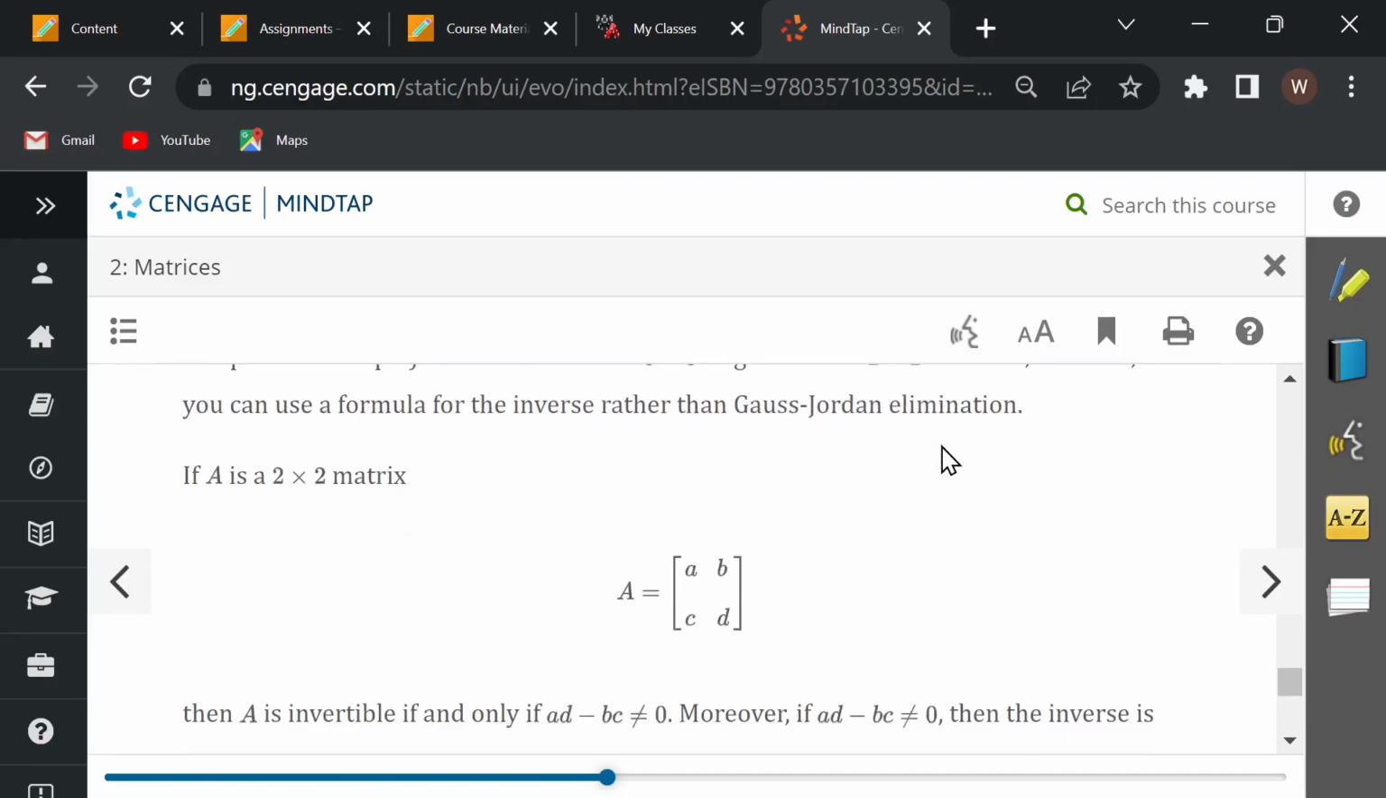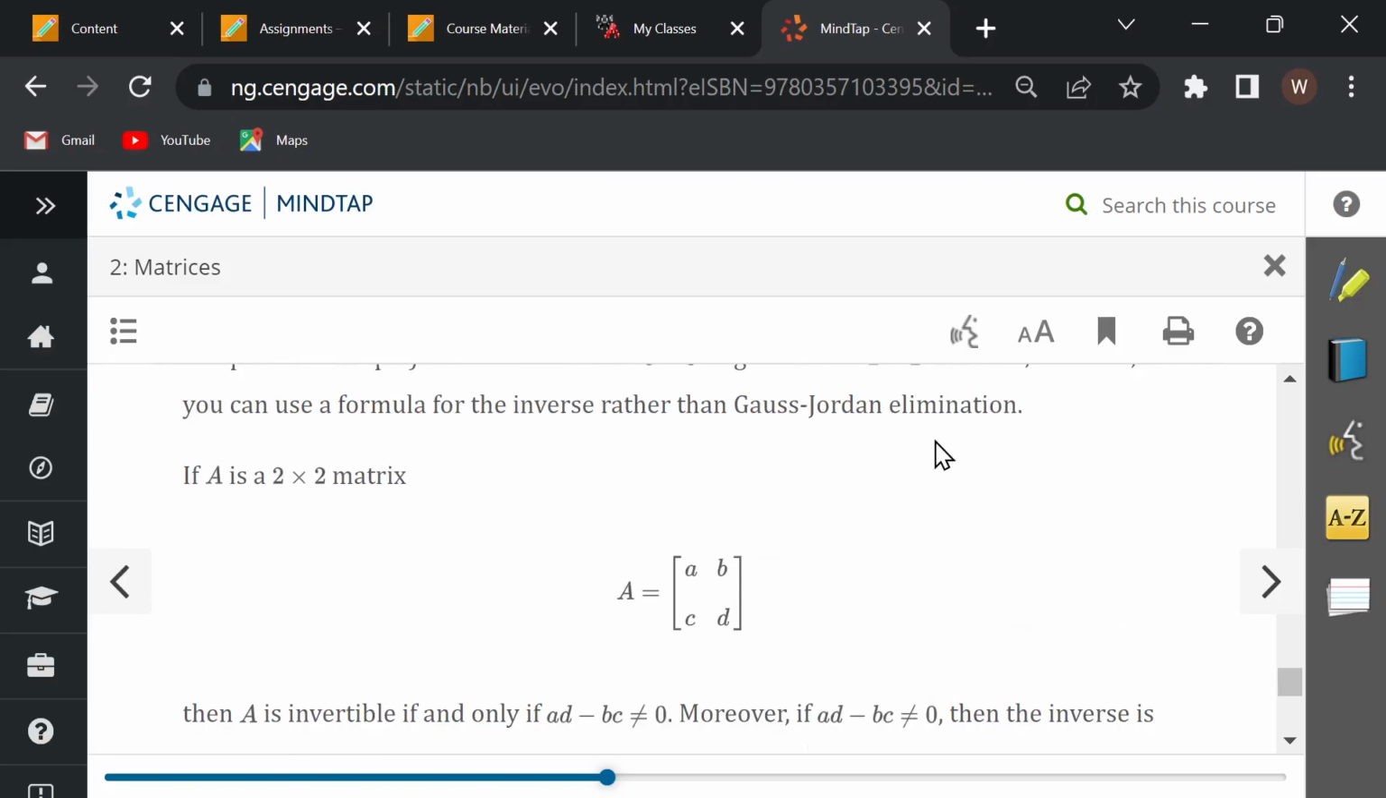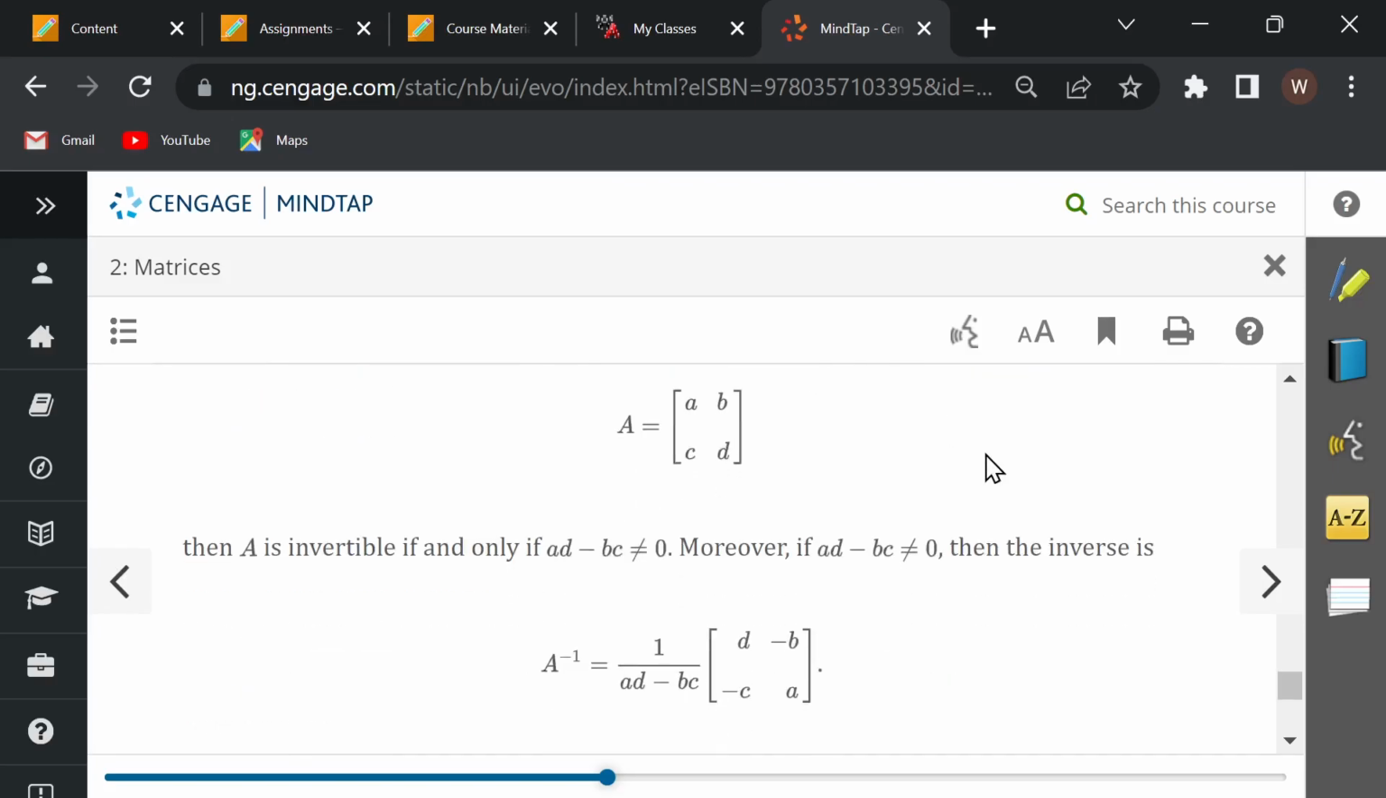Using Gauss-Jordan elimination on a matrix A, B, C, D means that we're going to find a formula for the inverse of this matrix. And it turns out to be this one. Does anybody recognize AD minus BC? It's the determinant of the 2 by 2.